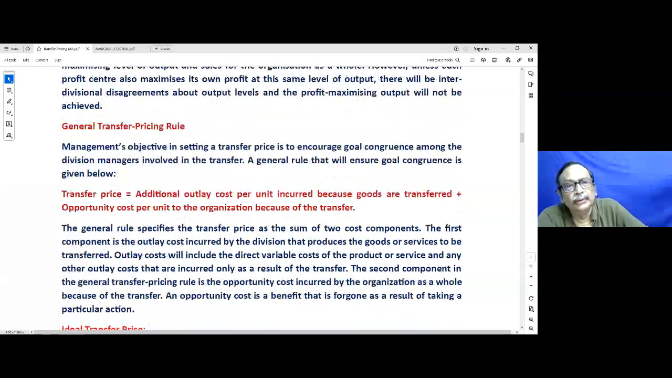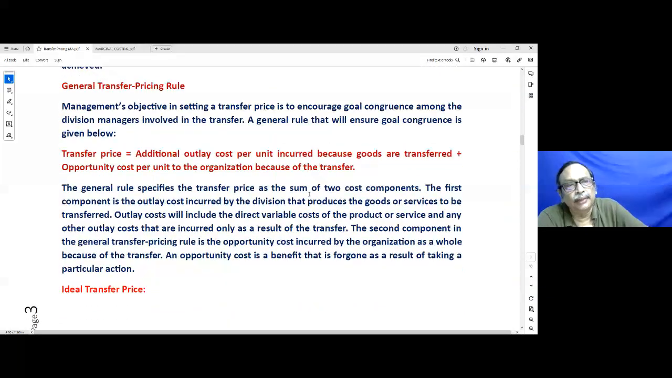Now we are coming to the most important phenomenon, that is, the general transfer pricing rule.